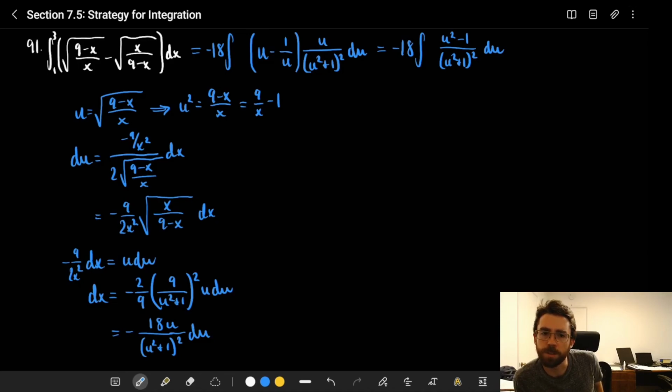Do I do a substitution? Maybe? u squared plus 1 is w. u squared minus 1 is w minus 2. But then dw doesn't work out. Honestly, I'm just happy I got to here. This might be one that stumps me.